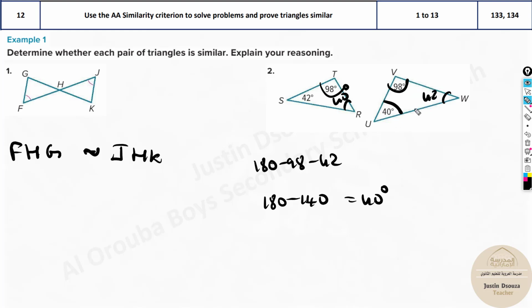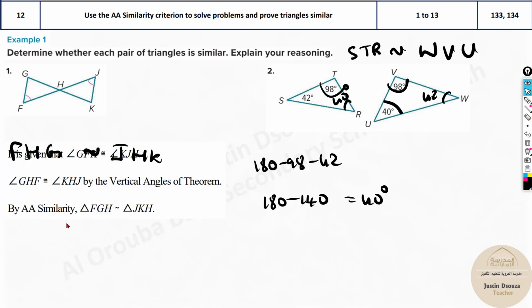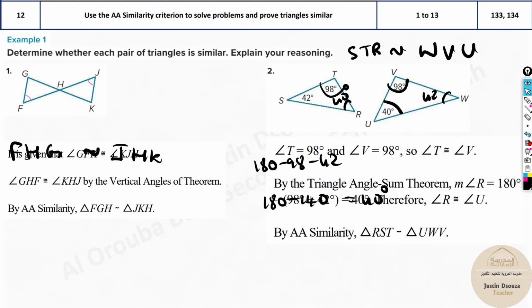Yes, this is similar. The similarity proportional, how do you write it? Now imagine you start with STR. Where is 42 here? W. So write W first, which is 42. Next was T, that is 98. Here it is V. And last remaining is U. That's the answer. So both are similar in this case. By AA similarity, we proved both are similar.